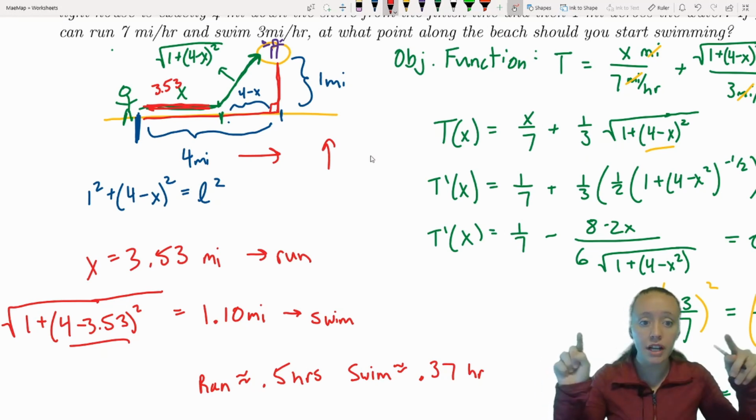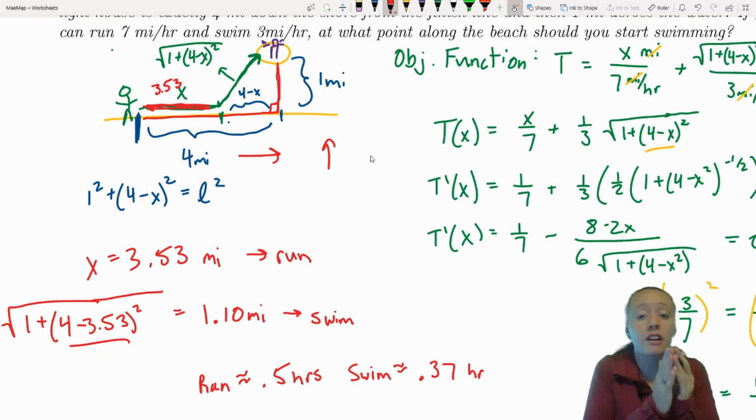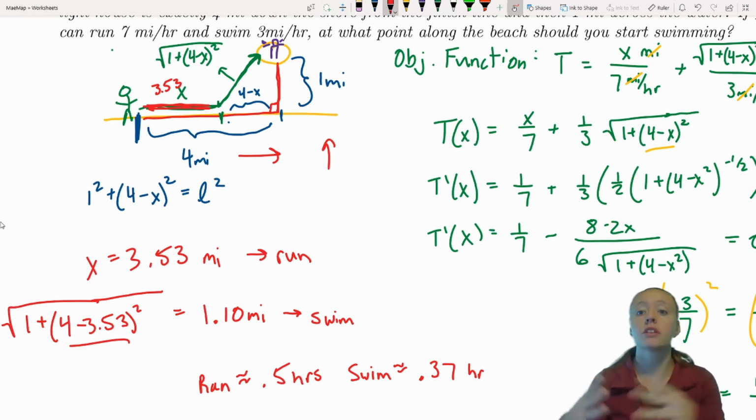If I ran the whole length of the beach and then jumped in the water at that point and swam, think about it. 4 divided by 7 is going to be 0.57, so then I would be running for 0.57 and then swimming for 0.33. 0.57 plus 0.33 is going to be 0.9, which is greater than that 0.87 hours total that I get when I jump in the water at 3.53 miles in.